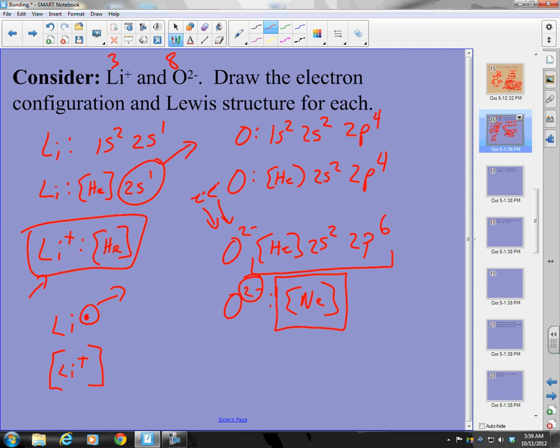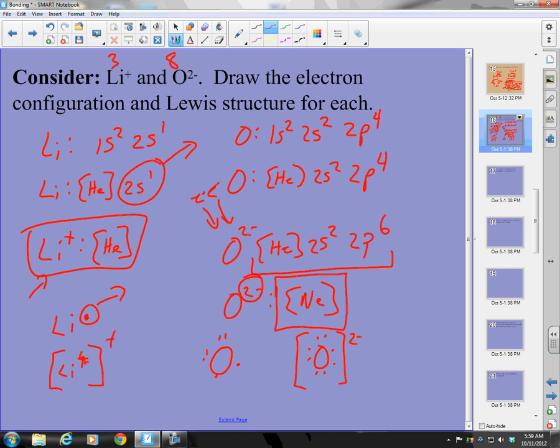Got it? What about oxygen? Oxygen starts off with 6 valence electrons: 1, 2, 3, 4, 5, 6. Good. Now when it becomes O2 minus, what happens? It's gaining 2 more electrons, so it goes 1, 2, 3, 4, 5, 6, 7, 8. And there we go. I guess I should have my plus outside here.